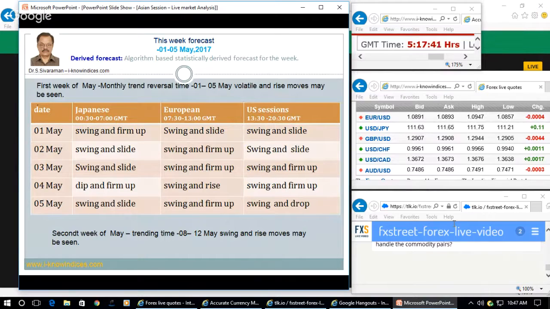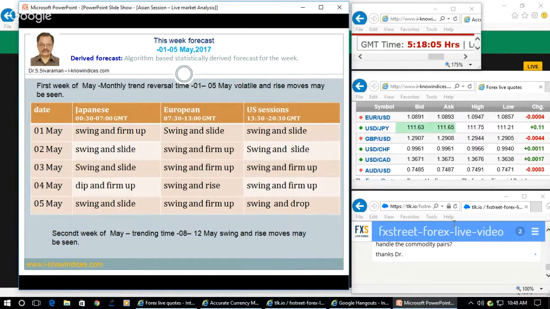Being the first week of May, we'll come across very quick moves happening in the market. Players are expected to make volatile moves during the monthly trend reversal time, irrespective of the volume. So don't think the market is simply holding because of lack of volume and things like that. Suddenly they will make whips or moves in the market.